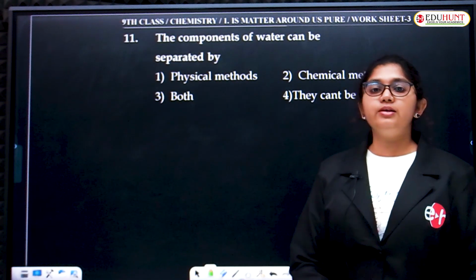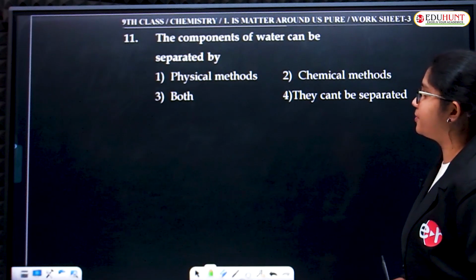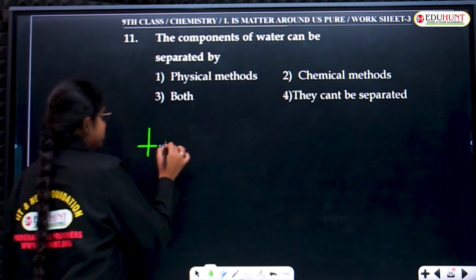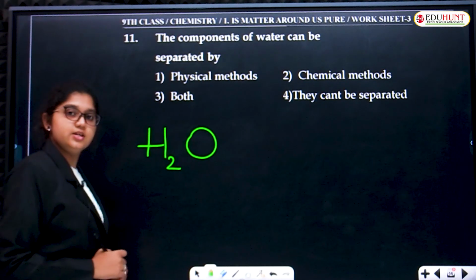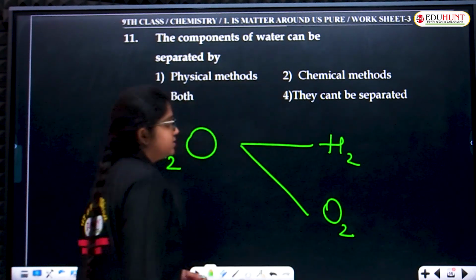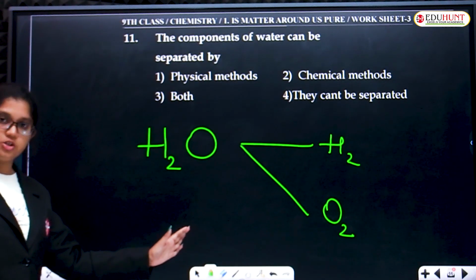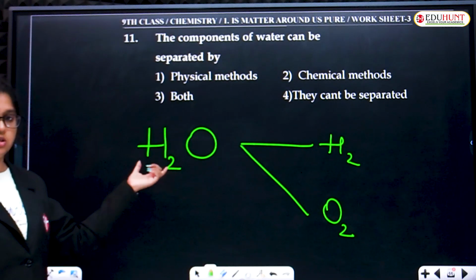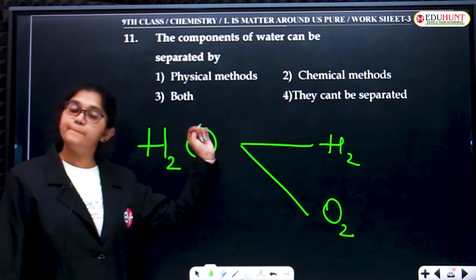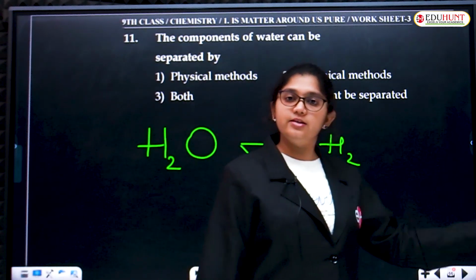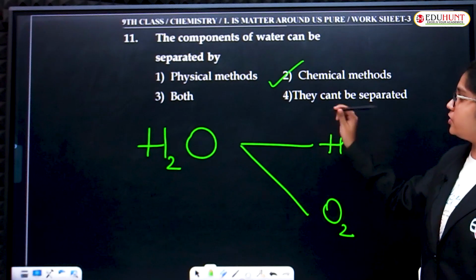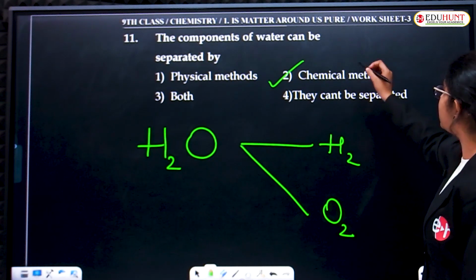Question number 11. The components of water can be separated by. Okay, we know the water formula H2O, right? H2O, and its constituents are hydrogen gas and oxygen gas. So if we want to separate these into individual hydrogen and oxygen from the water, how can we separate? Is it possible by physical methods? No. Is it possible using chemical methods? Yes, absolutely true. And the chemical method involved here for the separation of components of water is nothing but electrolysis.